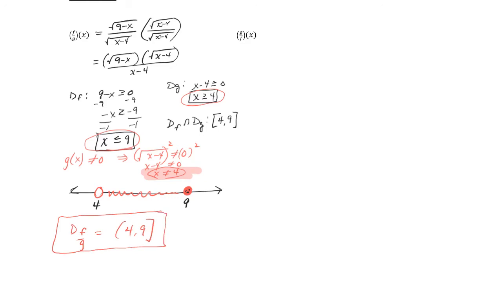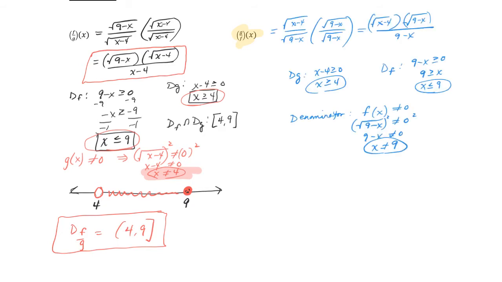So finding the actual combination, which was the square root of 9 minus x times the square root of x minus 4 divided by x minus 4, that's the easy part. Finding the domain is a little more complicated. So now I want you to do the second one by yourself. I want you to do g divided by f of x here and find the domain. So find the combined function and then find the domain, come back and check your work. So pause the video.